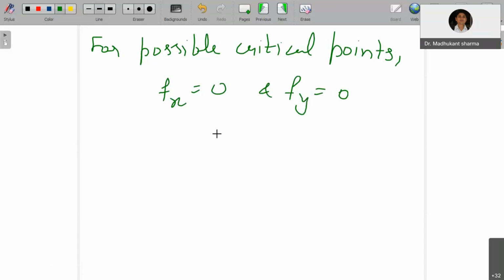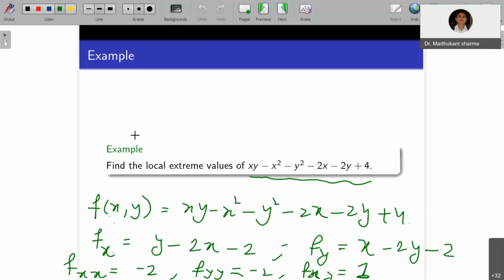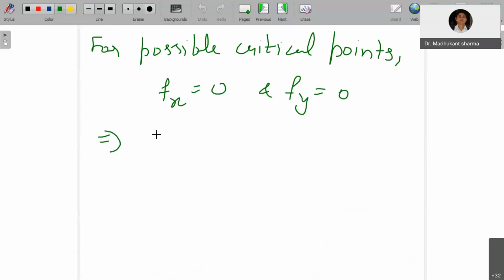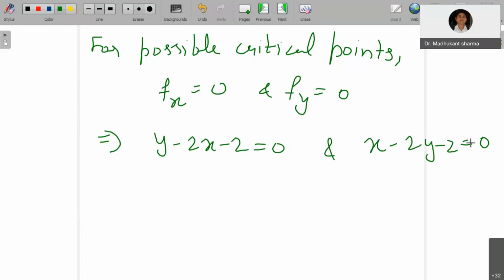Okay, now what is fx? So fx was y minus 2x minus 2. So y minus 2x minus 2 equals 0. And fy, by symmetry, is x minus 2y minus 2. Now you have two equations in two unknowns. Both should be 0 together.